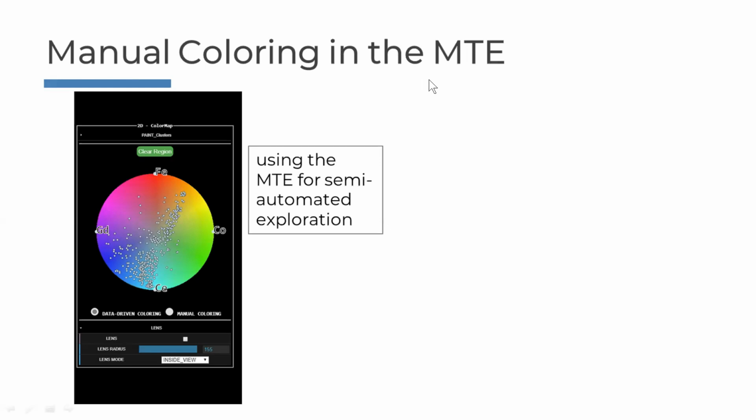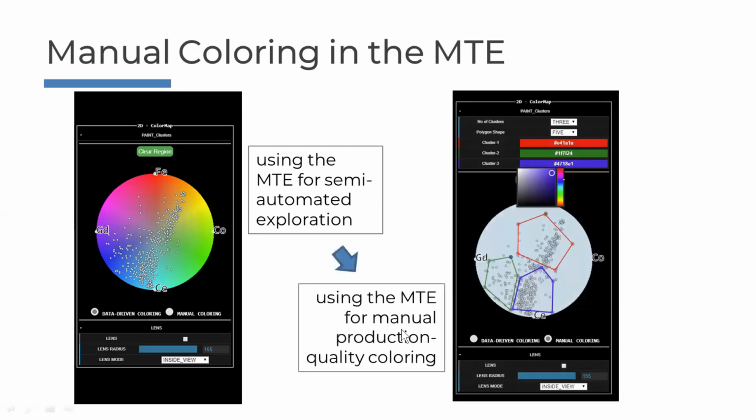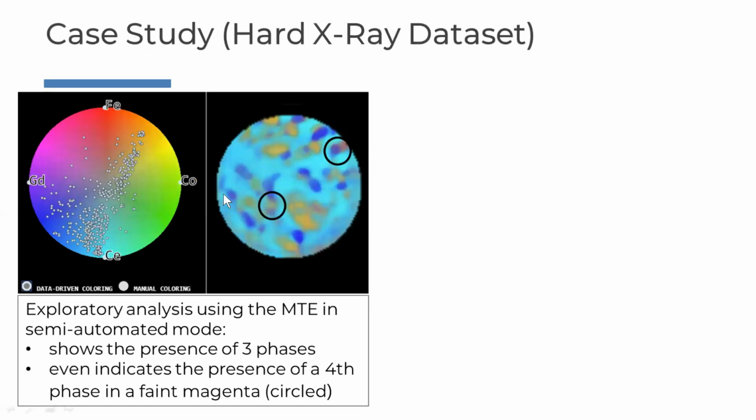So manual coloring, they would do in the MTE. They use this MTE for automated, semi-automated exploration, create this image, and then they would use this tool that we produced, where you can just take these regions that are interesting that they found, and assign different colors to them with this polygonal tool. So what this usually looks like is a sample from the workflow that they have used.